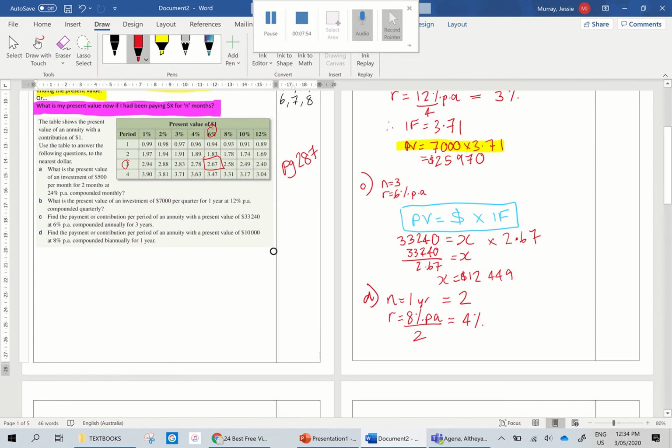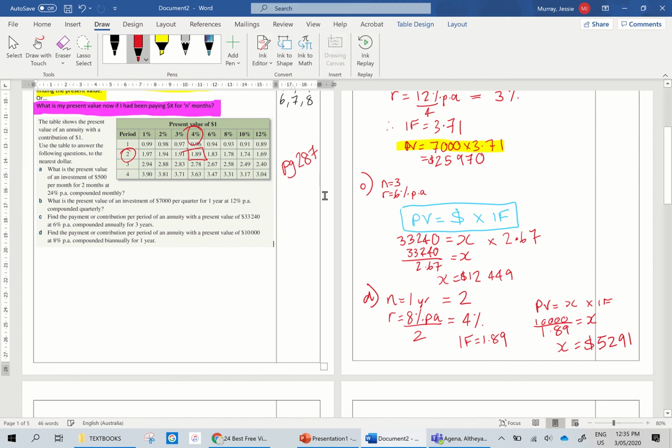So there's my rate, there's my N value. Go up to my table. And I get interest factor equals 1.89. So then straight away my present value is that money multiplying by my interest factor. Just going to skip a step. So that payment is going to come to 5291 to the nearest whole number.